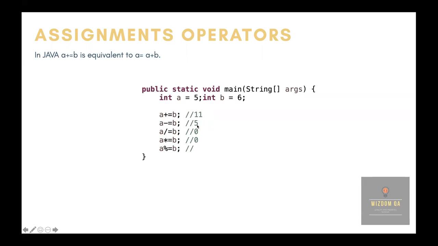Now, from 11, you're removing 6, so the value of A is 5. Now, from 5, you're dividing 5 by 6. Obviously, the value is going to be 0 because you cannot divide 5 by 6. So the value will be 0. And then when the value of A is 0, you're multiplying it by 6, then obviously it's going to be 0. And A modulus B is again going to be 0 because A is 0. The remainder will be 0 again, right? So this is basically assignment operators.